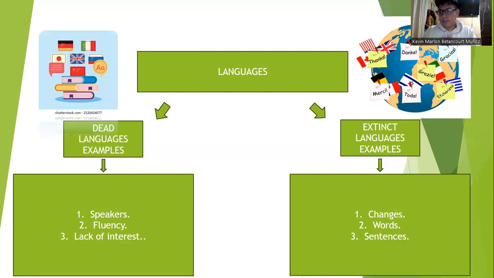Dead language. One example would be that there are speakers who know the language but have not reached fluency, causing a lack of interest in continuing to learn. And extinct language: a language can also disappear due to change in the syntactic structure of the language. For example, the order of words and sentences.